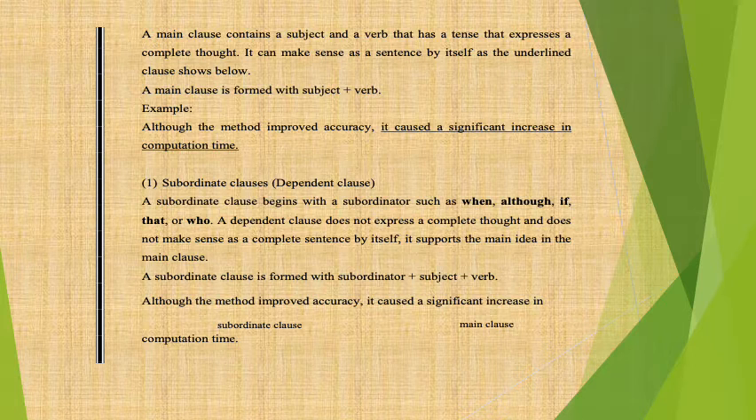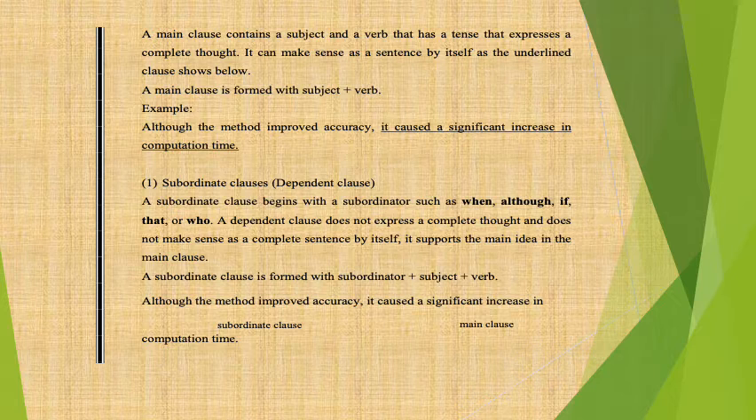Main clause contains a subject and a verb. It means the main clause consists of a subject and a verb and has a tense, that expresses a complete thought, it will give me the complete thought. It can make sense as a sentence by itself as the underlined clause shows. Main clause is formed with subject plus verb. The rule of the main clause: subject plus verb.